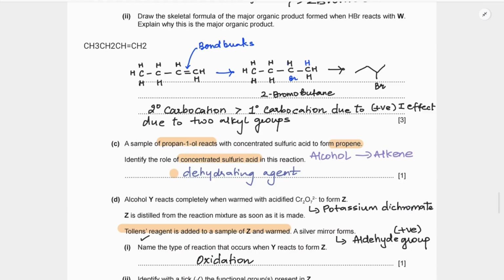A sample of propan-1-ol, which is an alcohol, is heated with concentrated sulfuric acid to form propene. Identify the role of concentrated sulfuric acid. Sulfuric acid is actually a dehydrating agent. We are actually preparing an alkene from the alcohol, and we are using H2SO4 as a catalyst, which acts as a dehydrating agent.